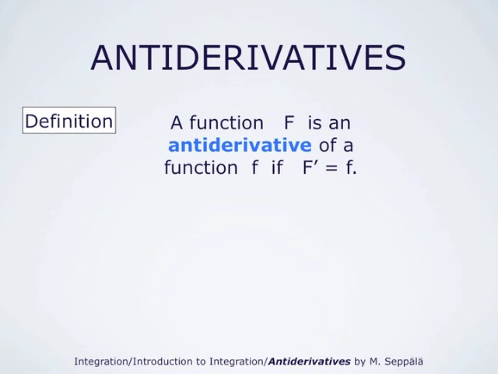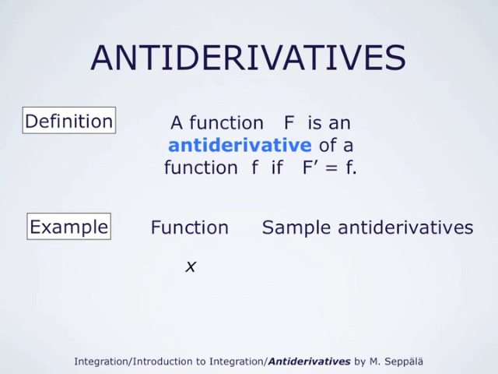The formal definition is the following. A function capital F is an antiderivative of a function small f if capital F prime equals small f. That is, if the derivative of the function capital F is the function small f.